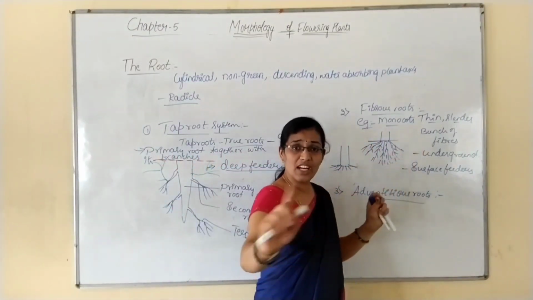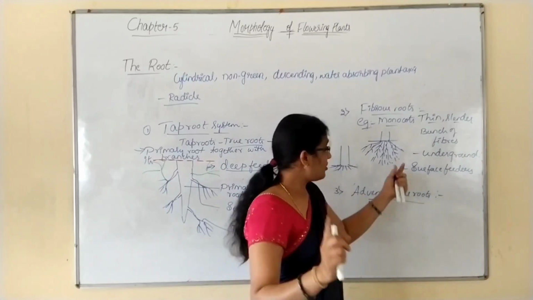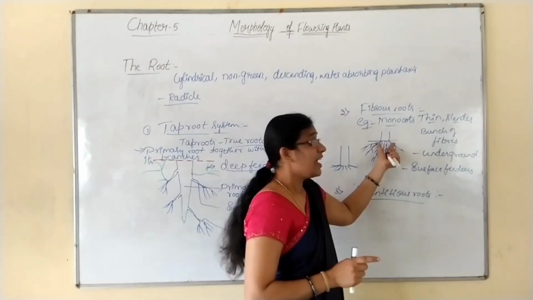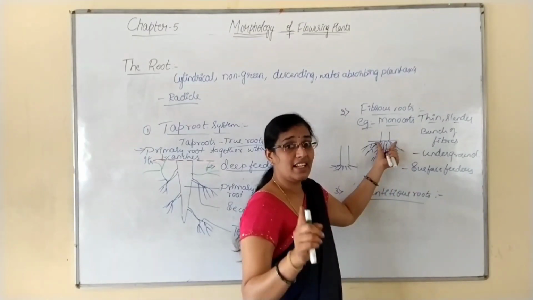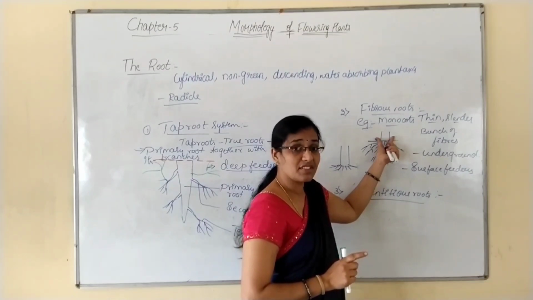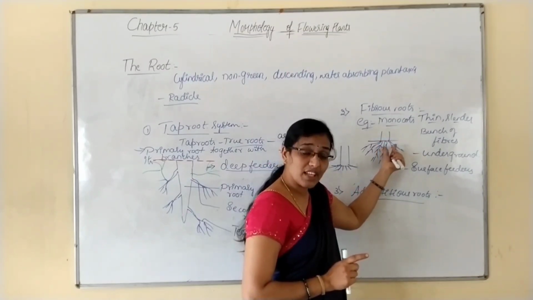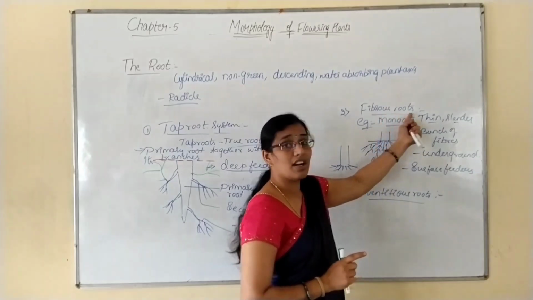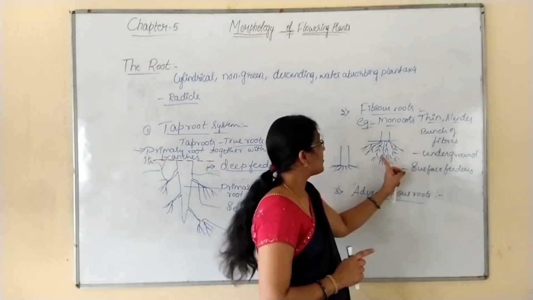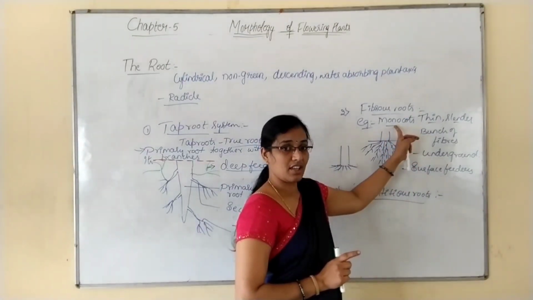Back to fibrous roots. Fibrous roots do not contain a primary root. The primary root is short-lived here. Once it decays, a number of thin, slender, thread-like structures arise from the basal region of the stem, and these fibers together with their branches are called fibrous roots. They are usually surface feeders, usually seen in monocots.